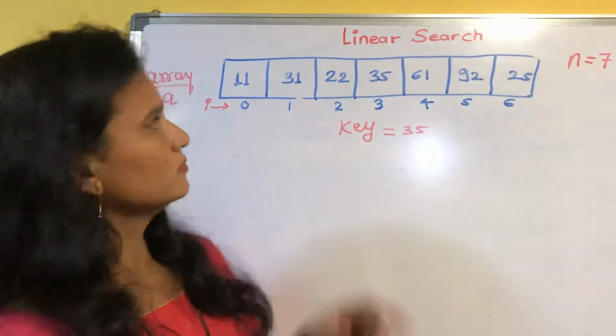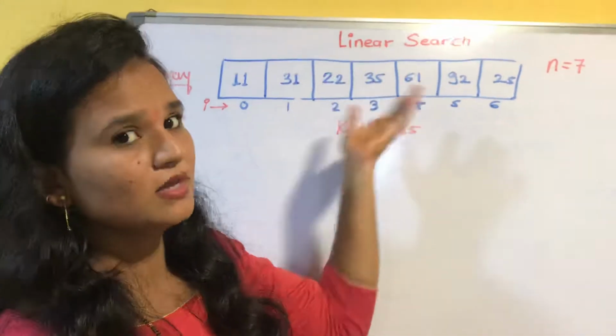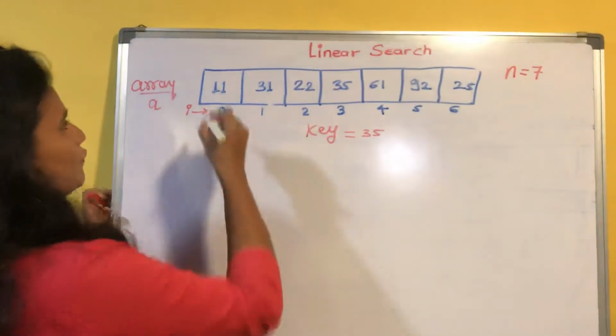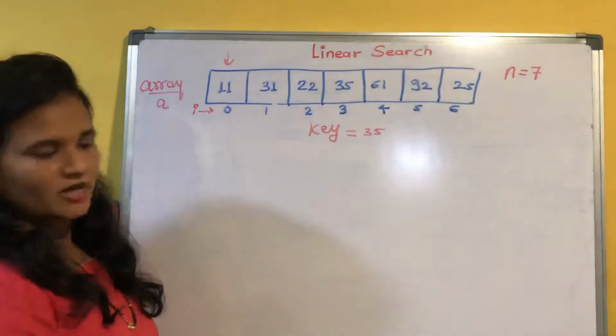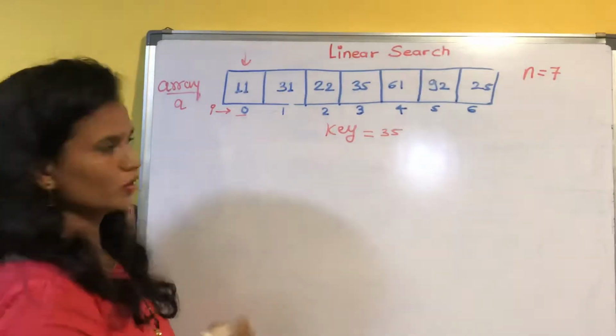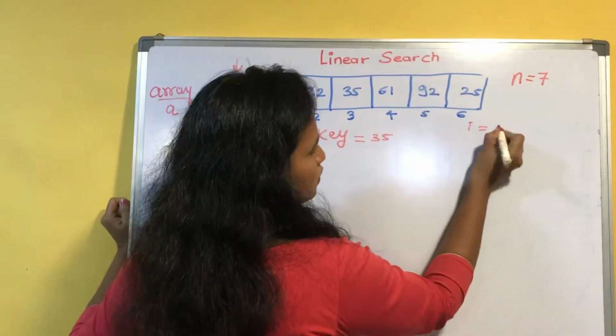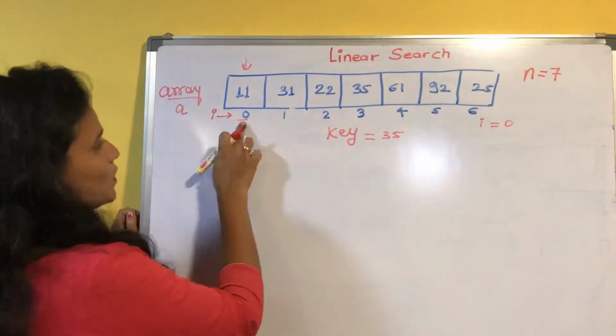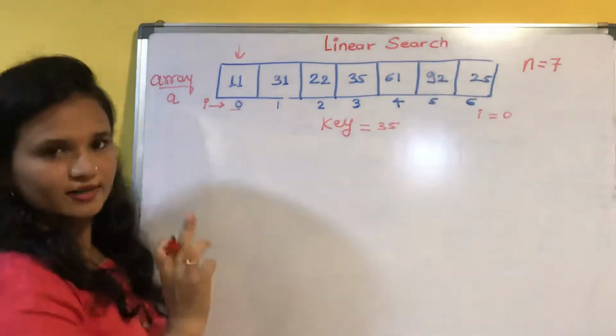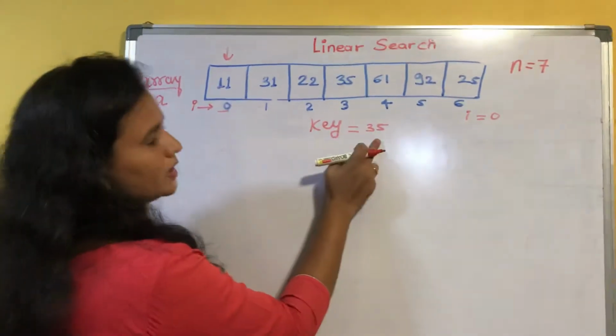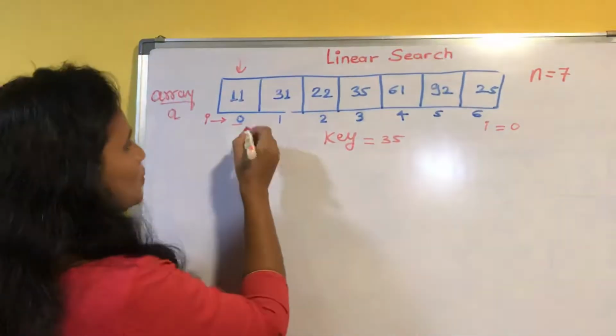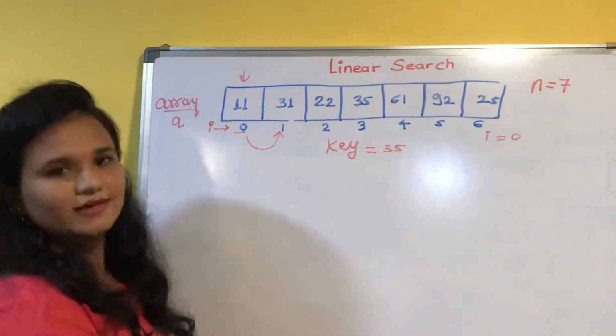As it is a linear search, or a sequential search, we will start from the first position, that is the 0th position. So i equals 0. At the 0th position, which element is there? 11. We'll compare that 11 with 35, not equal. So what will we do? We'll go to the next element.